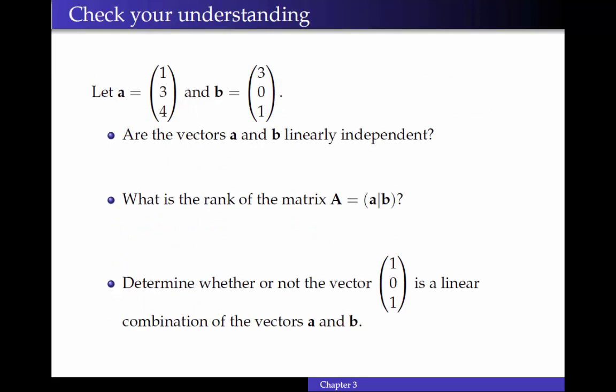So here's a place where you can check your understanding. I have two vectors, A and B. I want to know if they're linearly independent. I want to know the rank of the matrix, capital A, that has the columns A and B. And I also want to determine whether or not this vector (1, 0, 1) is a linear combination of those two vectors. So you can pause the recording now and complete that.